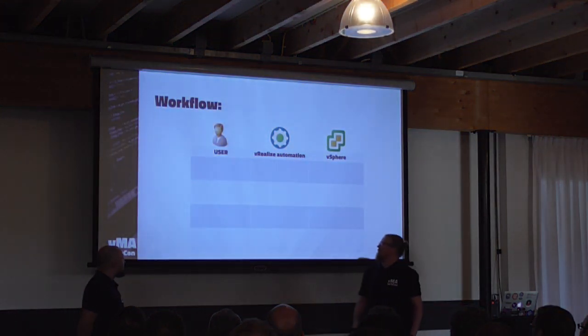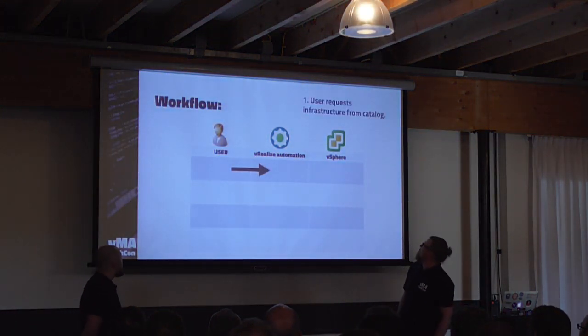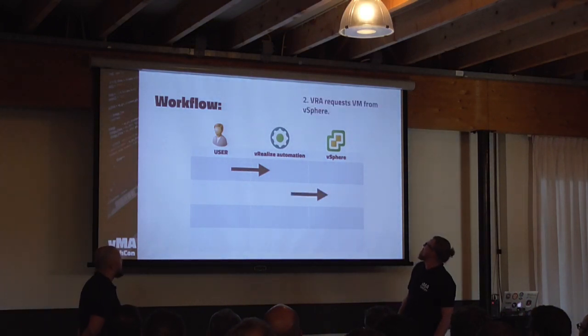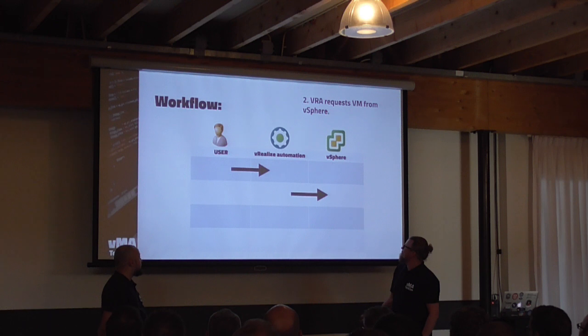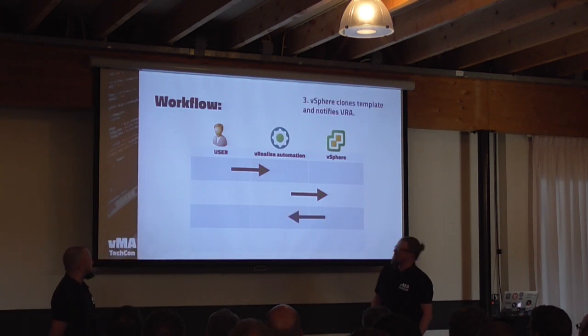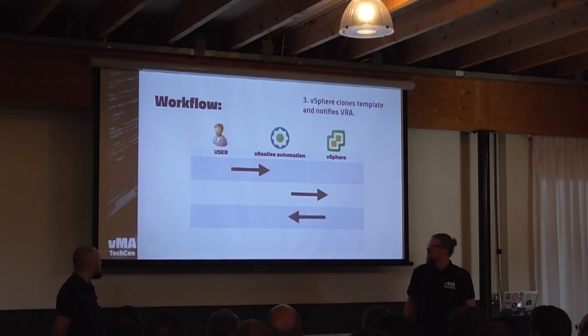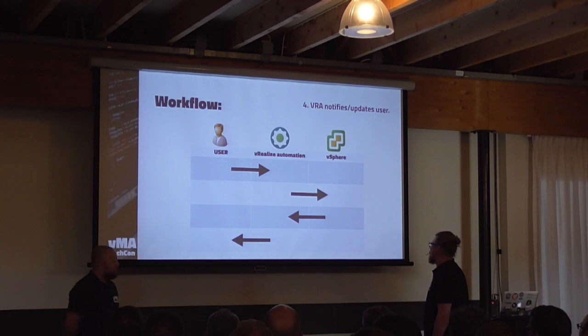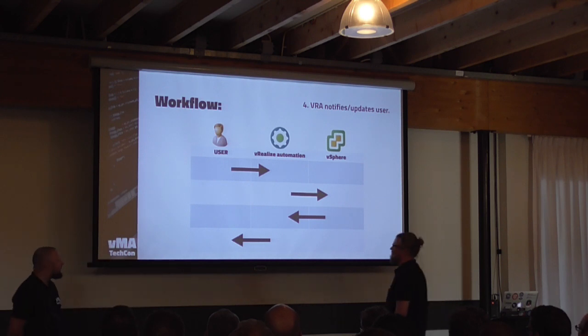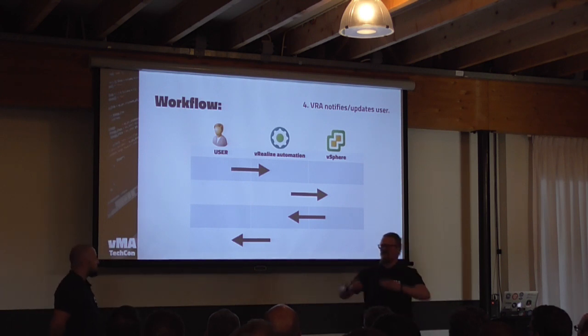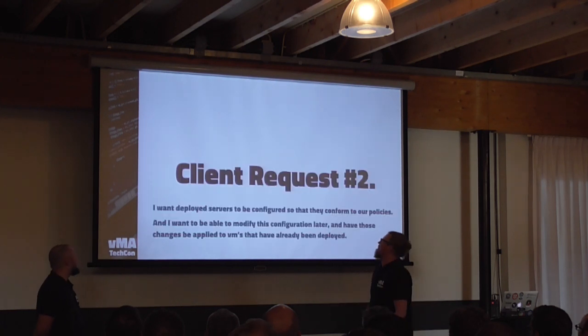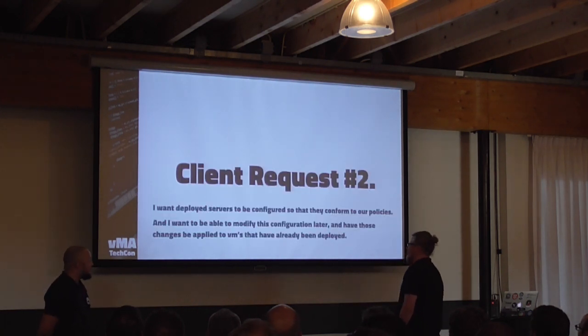So what happened? The user requests a catalog item. vRA requests to clone the template from vSphere. vSphere informs vRA that clone, customization, and everything is done. And vRA tells the user that he can actually use the VM right now. It's not really true, is it? I mean, you have to refresh your status. Whatever. Now we get to the more complicated stuff.